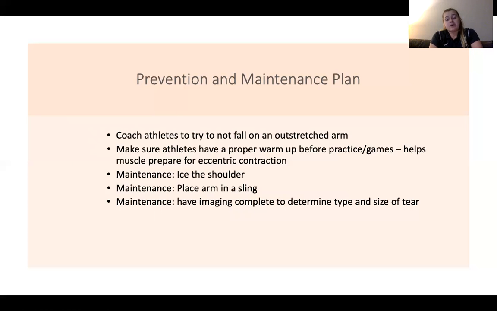Maintenance after a labral tear has been done. Ice the shoulder, place the arm in a sling, and then have imaging completed to determine the type and size of the tear. Depending on that, it could indicate surgery, it could indicate some conservative treatment, but getting an image done is always a good idea to see what exactly we're dealing with.